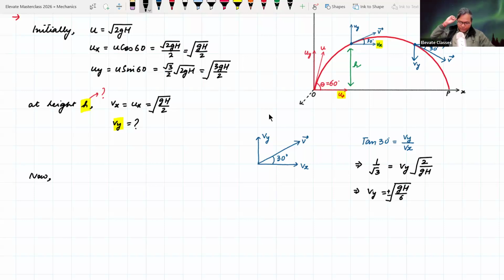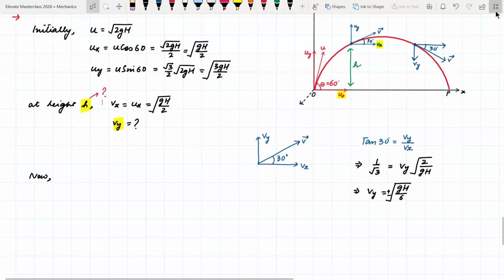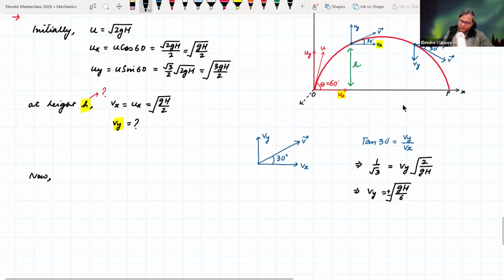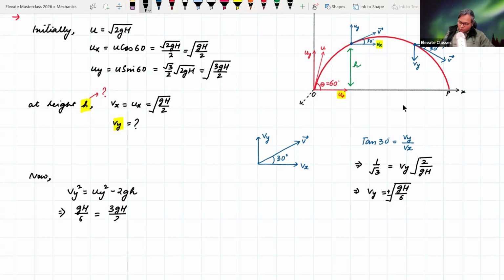But now to find h, which equation can we use? बताइए. vy हमने find out कर लिया, but to find h, the height at which this configuration is achieved, what can we do? V square equal to U square minus 2AS. Yes, we can use the second kinematics equation: vy square is equal to uy square minus 2gh. So vy is equal to g capital H upon 6, uy is equal to 3g capital H upon 2.